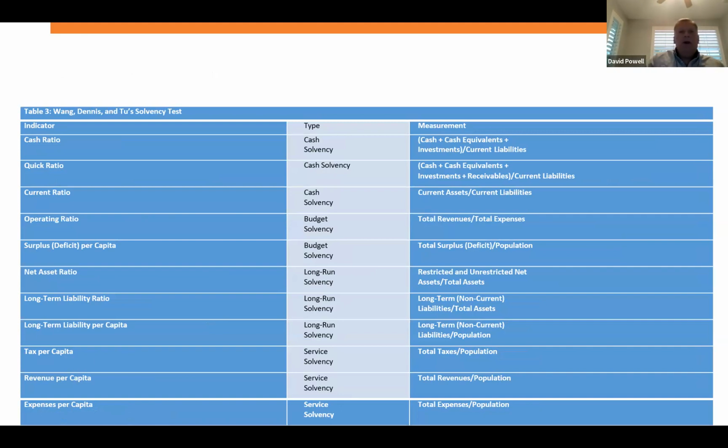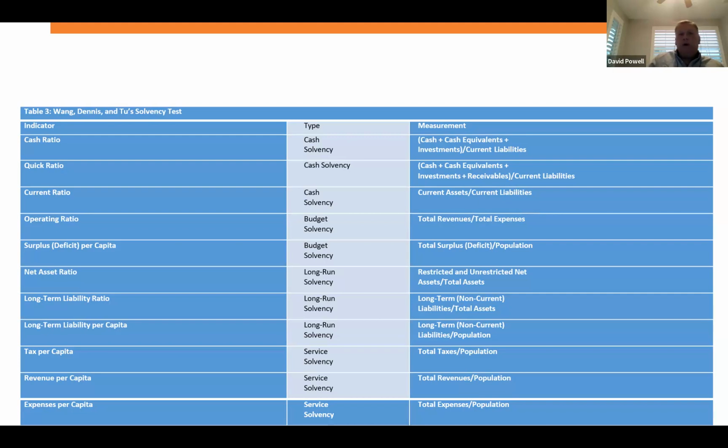Cash ratio. In cash ratio, you take the amount of cash that you have plus your cash equivalents. Cash equivalents are investments that can be liquefied very quickly. So an investment that you can cash out and transform into cash very quickly is considered a cash equivalent. Divide that by your current liabilities. It shows you your cash solvency, how much cash you're able to get your hands on at the last minute. And so that's what's called your cash ratio.